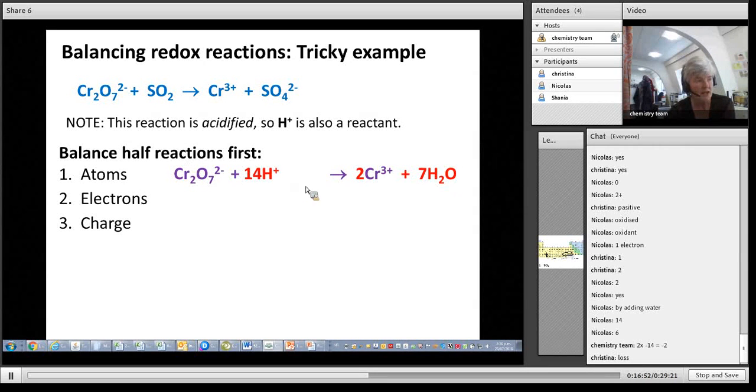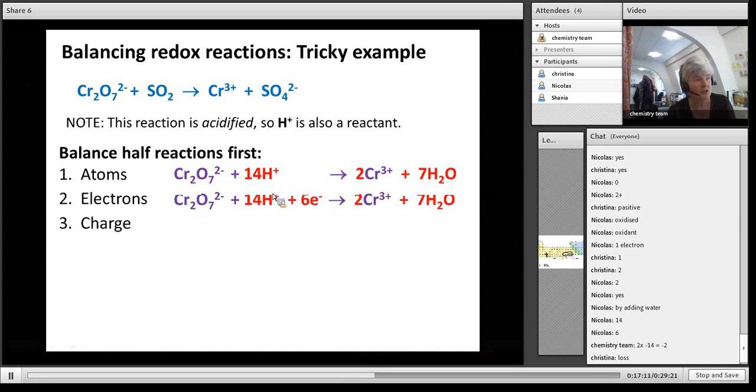So if I'm gaining, it's got to appear on the left-hand side of the equation. And if each chromium will gain 3, because going from 6 to 3 is 3, and I've got 2 chromiums, so if each one is gaining 3, then 2 of them will be gaining 6. So I can write it as plus 6 electrons.